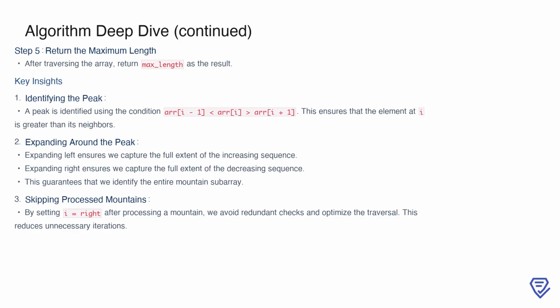Let's summarize some key insights. First, identifying the peak is critical, and we use the condition arr[i-1] < arr[i] > arr[i+1] to ensure the element at i qualifies as a peak. Second, expanding around the peak allows us to capture the full extent of both the increasing and decreasing sequences, ensuring we account for the entire mountain. Third, skipping processed mountains by updating i to right helps optimize the traversal and prevents redundant checks. Together, these steps ensure an efficient and accurate solution to the problem.